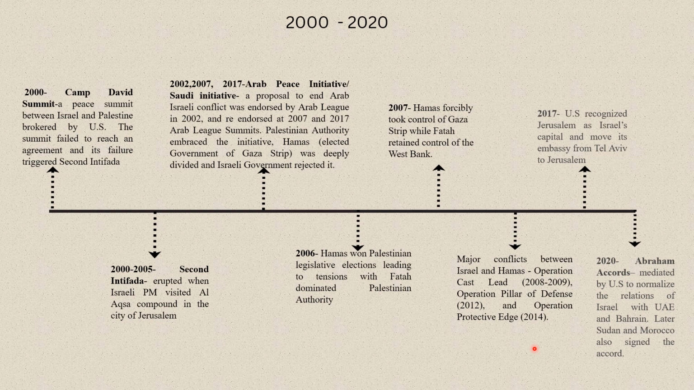And finally, in 2020, the Abraham Accords, a very famous accord, were mediated by the US. It was an attempt again to normalize the relation between Israel and the Arab states, mainly UAE and Bahrain, later Sudan and Morocco. They also signed this accord.